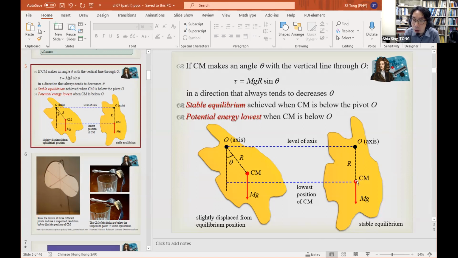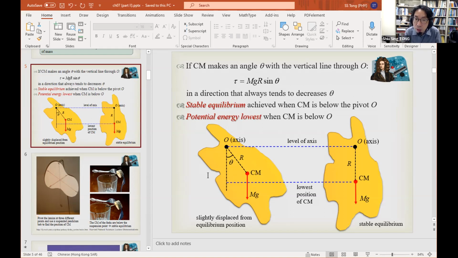If you tilt the object slightly, the center of mass position will be raised, and so its potential energy will be raised. Remember, when we talked about equilibrium in chapter 5, we emphasized that stable equilibrium is the position where the potential energy is at the minimum. If you displace the object from this position and the potential energy is raised, that means this position has the minimum potential energy. So you can consider this position as stable equilibrium from an energy point of view.